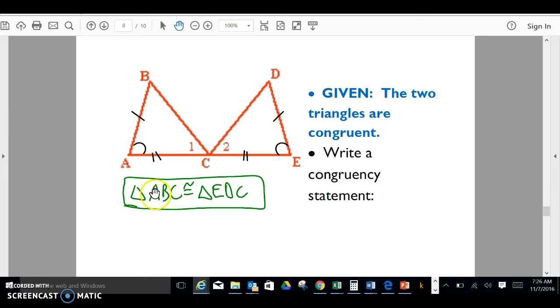Also, you should notice that, when you're doing angles, A and E match up if you look at the letters. So A and E here, B and D match up, C and C match up on this picture.